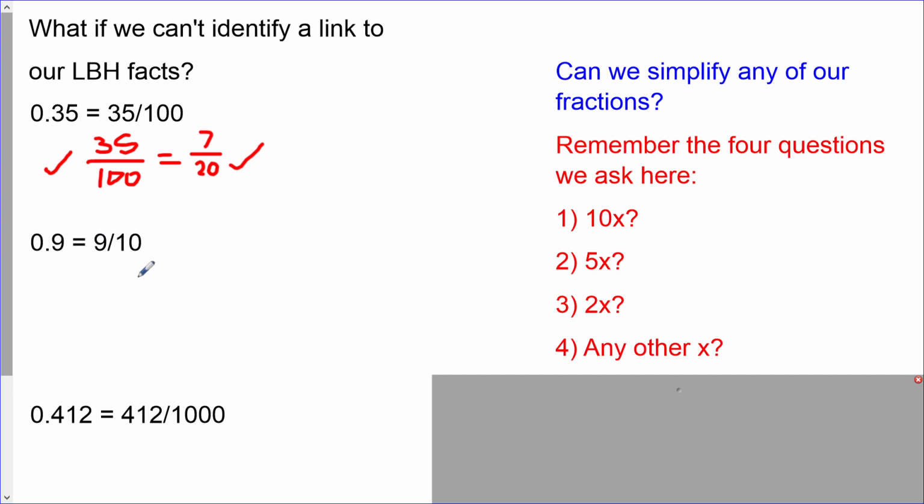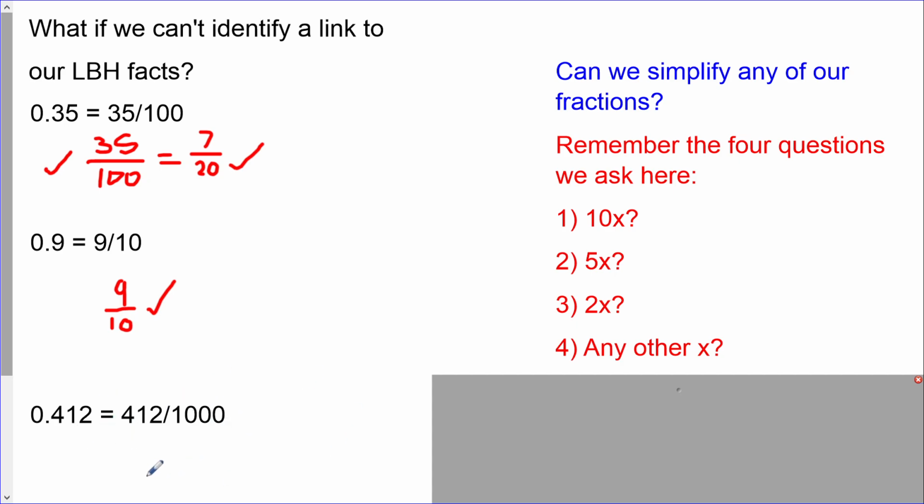Here, 0.9 equals, we know it equals 9 tenths now, because we worked that out on the last page. We go through again. Do both the numerator and denominator go into the 10 times table? No, they don't. Do they both go into the 5 times table? No. The 2 times table? No. Any other times table? No, they do not. So we cannot simplify 9 tenths any further than that.